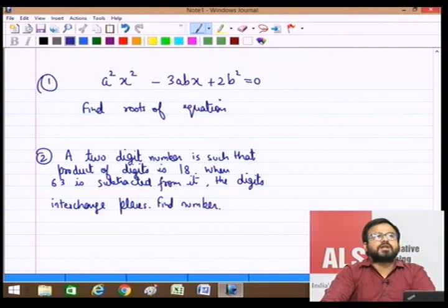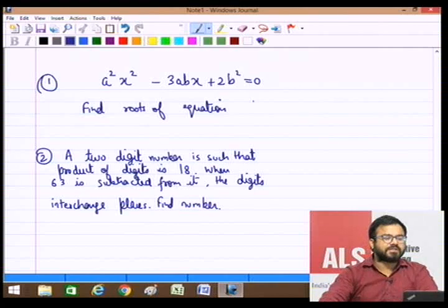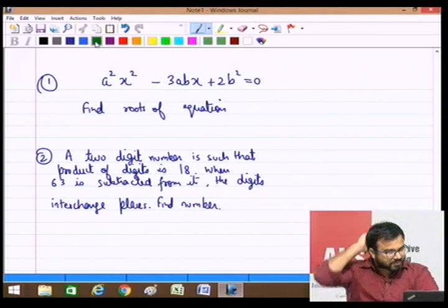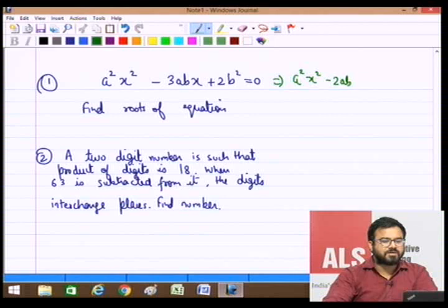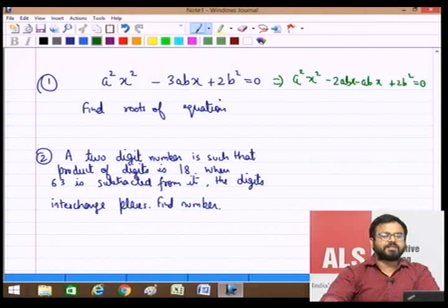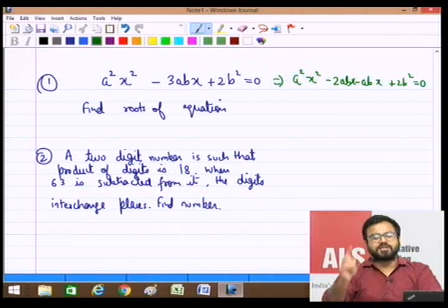No, Sisipur, your answer is not right. See, the best way is you can directly use the quadratic equation, or you can use the factorization also, because the product is going to be 2a square b square. So you can use the factorization, middle term splitting. You can factorize this one as minus 2ab and minus ab, because on multiplying 2ab and ab, you will get 2a square b square, which is the product of the first and the last term.